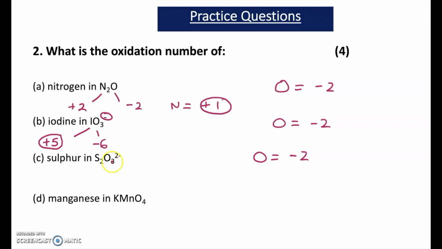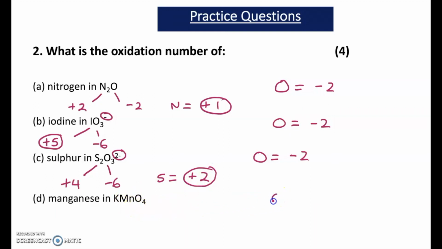Now for C, we have to find the oxidation number of sulfur in S2O3 2-. The oxygen is -2, so we have 3 of them, so that has a total oxidation number of -6. The overall charge on the ion is 2-, so therefore S2 must be equal to +4, and each sulfur must have an oxidation number of +2.